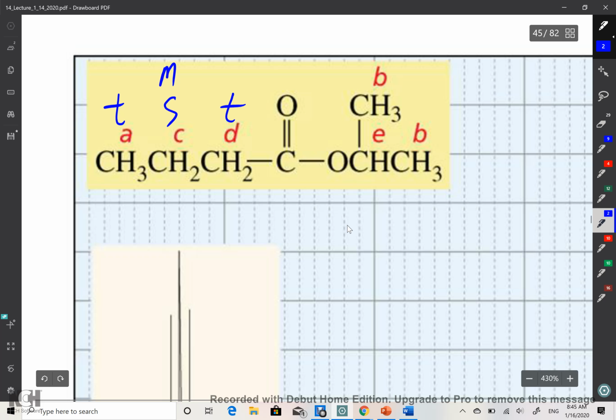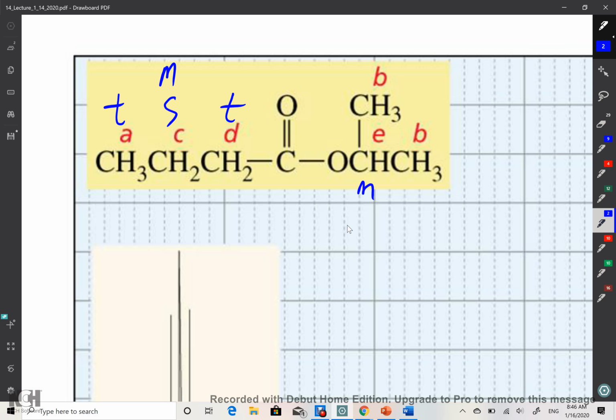Does that make sense? What about E? How many protons are neighboring E? Can everyone see the 6 protons? E will have a total of 6 protons neighboring E. So what will be the multiplicity of E? It will be a multiplet. Is that okay? So E will be a multiplet. B, how many protons are neighboring B?